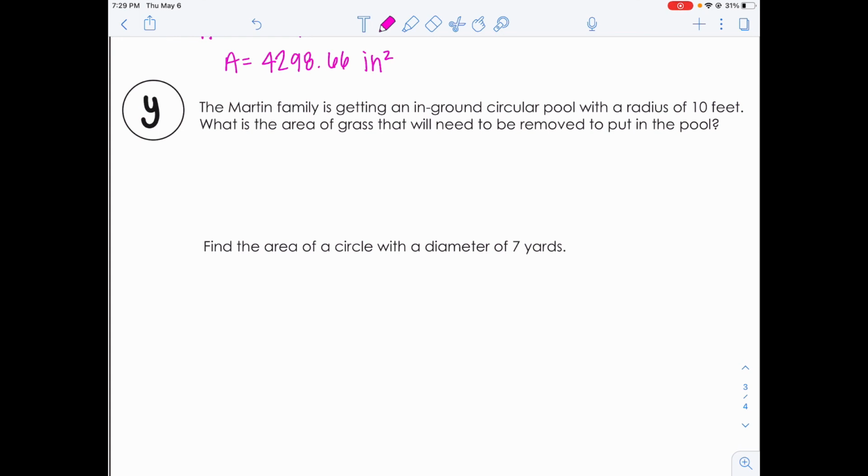Now that you've had a chance to do it, here we go. The Martin family is getting an in-ground circular pool with a radius of 10 feet. What is the area of grass that will need to be removed to put the pool in? They already told me I'm finding the area. So the formula that I need is area equals pi times the radius squared. Rereading back through our sentence, they gave me the radius, and it's 10 feet. And since they gave me the radius, I can go ahead and just plug it straight in. Area equals 3.14 times the radius is 10 squared.